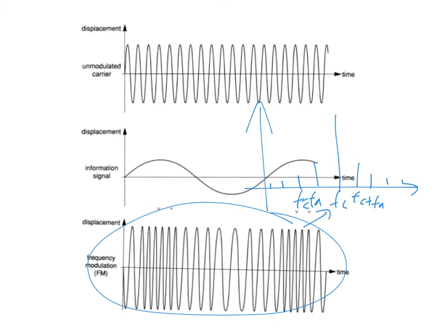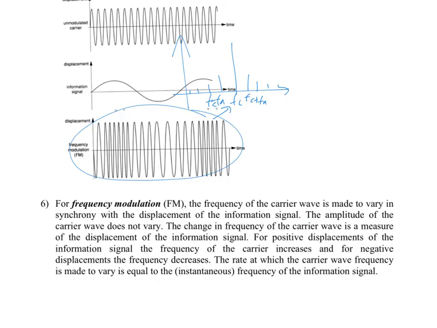So what is the definition of FM? The definition of FM will be: the frequency of the carrier wave is made to vary in synchrony with the displacement of the information signal. That means you will change the frequency according to the displacement of the information signal. The amplitude of the carrier wave does not vary, so you notice it's a constant amplitude. The change in frequency is a measure of the displacement of the information signal. That means how much frequency you will increase depends on how positive it is. How much it will decrease depends on how negative it is.